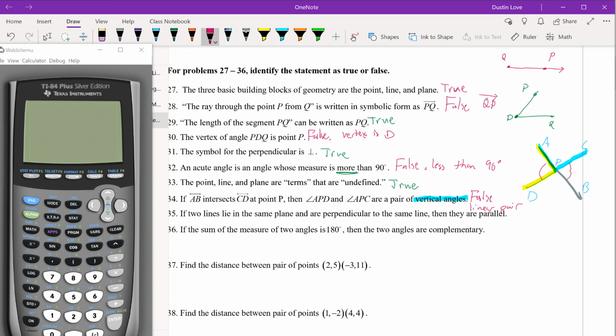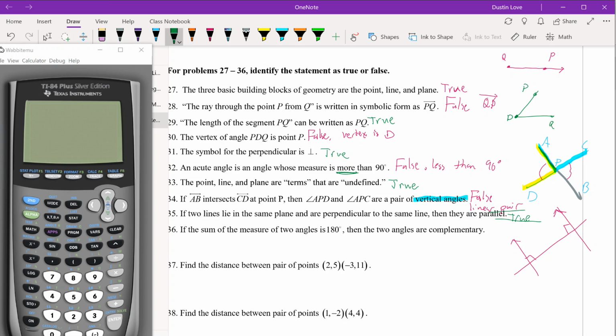All right, if two lines lie in the same plane and are perpendicular to the same line, then they are parallel. Well, let's think that through. We're just going to use the paper here as our plane. Here's a line. I've got a line that is perpendicular to it and another line that is perpendicular to it. And these two, yes, have to run on forever. They're not going to touch. They're not going to have an intersection point. So that is a true statement. And that goes for number 35.